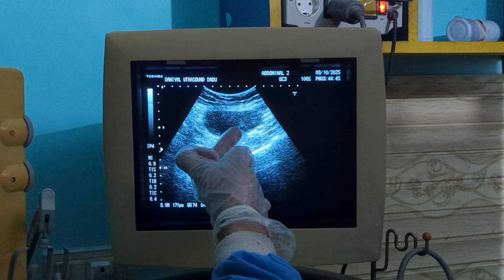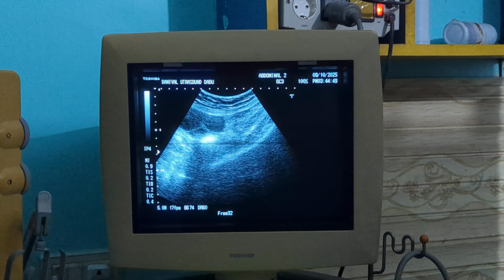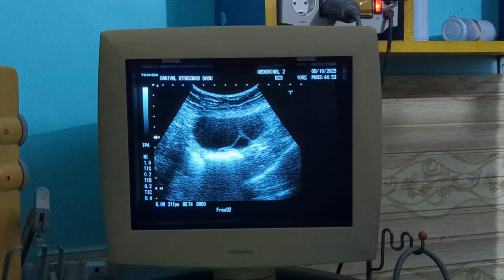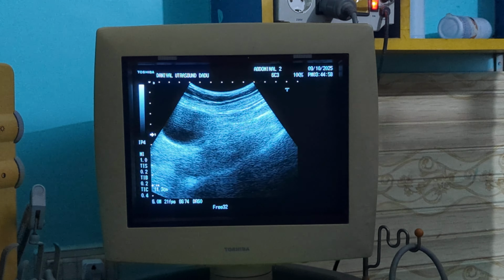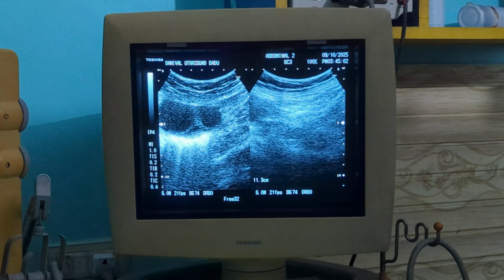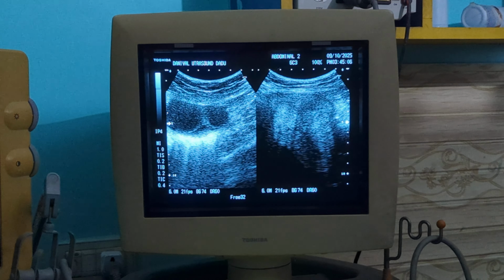Now this cyst appears multiloculated or multiseptate. There are also other septa which are appearing now with the respiratory movements of the patient. You see here, here is the septa. So this is a complex cyst here, and this is the mass abutting the uterine anterior surface.